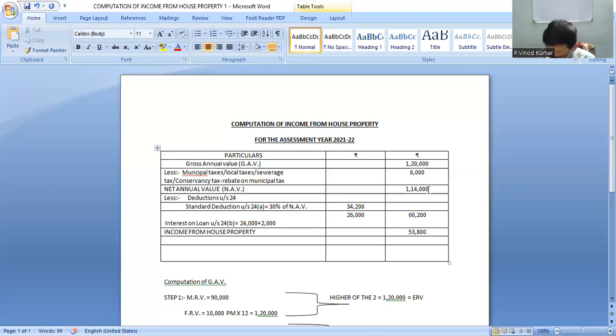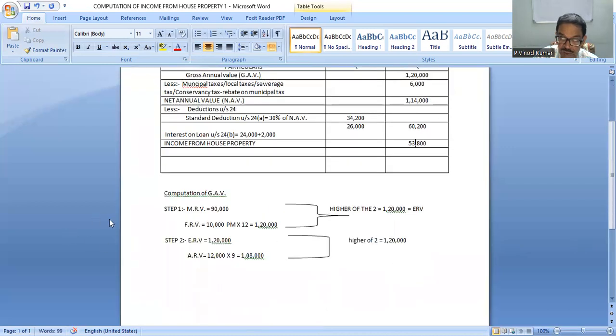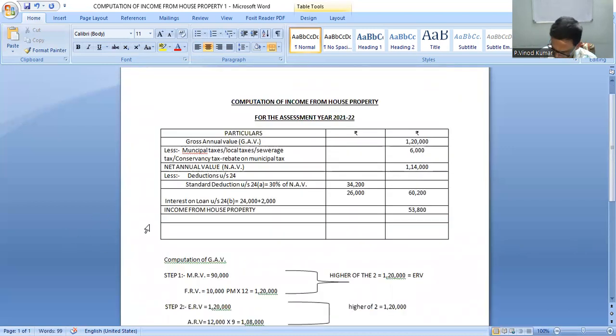So other expenses like insurance or whatever expenses, you have to ignore them. Only take the municipal taxes or local taxes or sewerage taxes or conservancy taxes. If the amount is given, you take the amount; if a percentage is given, you calculate it on municipal rental value, right? So this is how to write the working notes. I explained the 2 different problems from different angles, and you will understand by seeing the video.